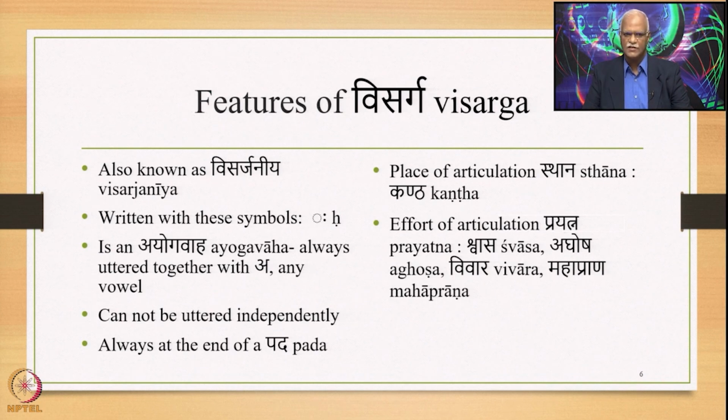Visarga or Visarjaniya is written with these symbols: two dots or two filled small circles after a letter. That's why they do not have any independent grapheme as well. In Roman it is written with a dot below H.